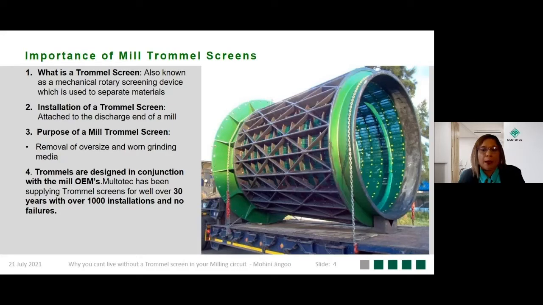Ladies and gentlemen, Multotec trommel screens are designed in conjunction with the mill OEMs. We have been supplying trommel screens for well over 30 years. We have more than 1,000 installations in the field, and we have no reported failures to date.